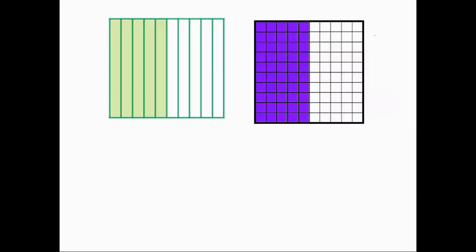We have two squares right now. Left side, we have a green square. 5 out of 10 is selected, so I can write 0.5 to represent the quantity. Similarly, look at the right side. We have a square which is divided into 100 pieces, and out of 100, 50 of them are selected, so I can write 0.50 to represent the quantity. Using this graph, we can clearly see 0.5 equals 0.50.